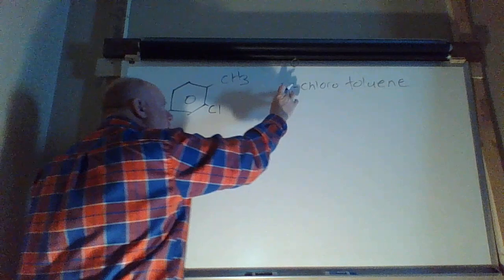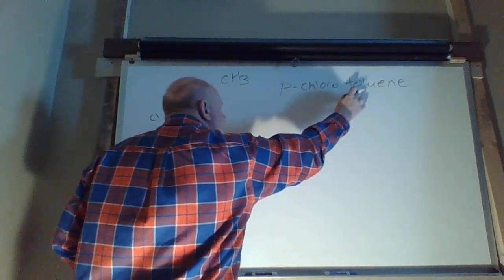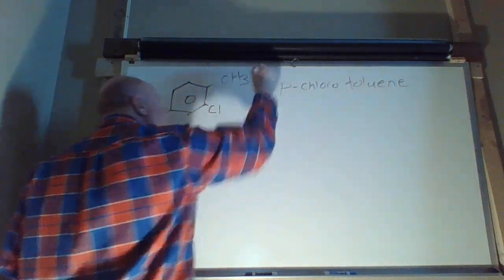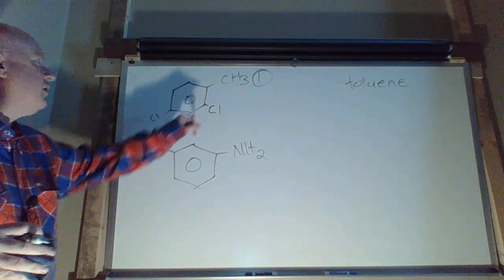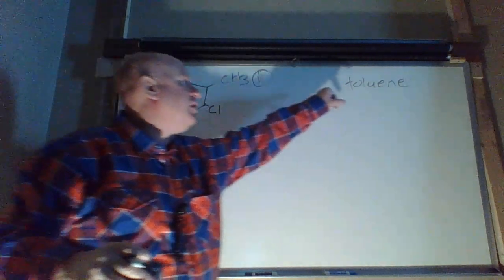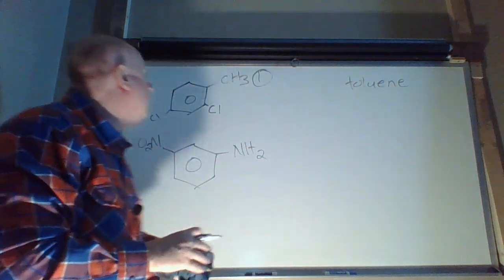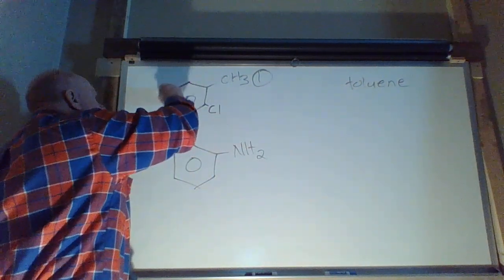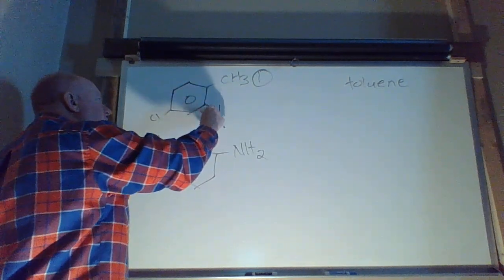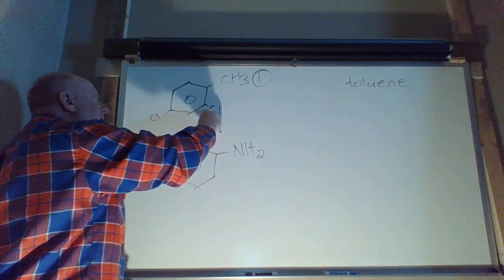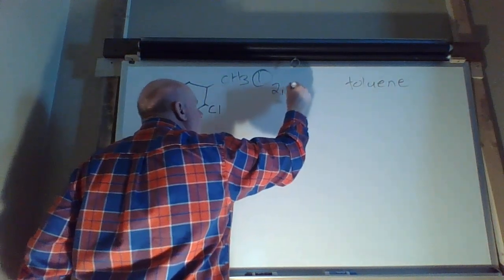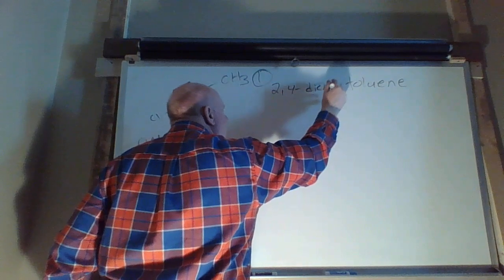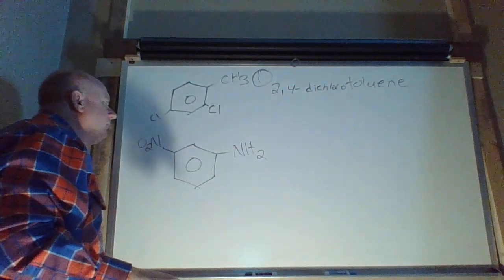Well, then you can no longer use this. The common name we can still use. That is your number one position right there. So in this case, since this is number one, we've established that because this is your common name here. So are we going to go counterclockwise or clockwise? Well, of course, this gives you a lower number. So in that case, we've got 2 and then 4. So we've got 2,4-dichlorotoluene.